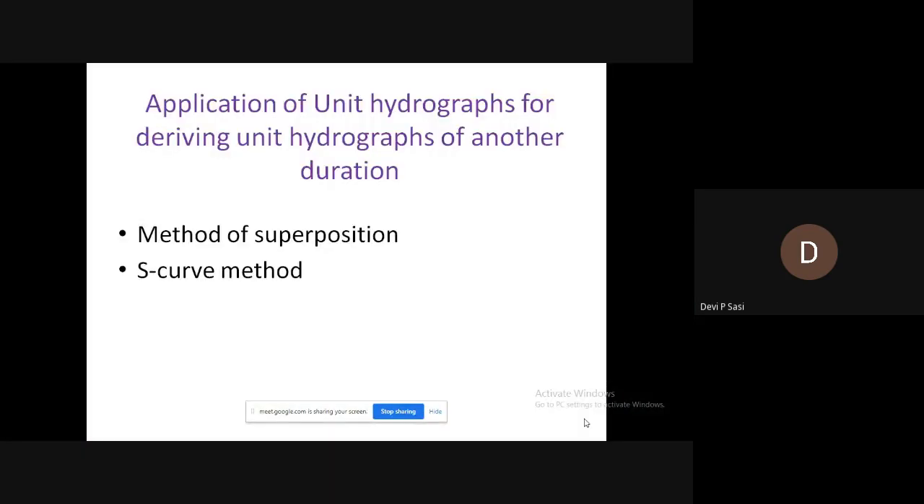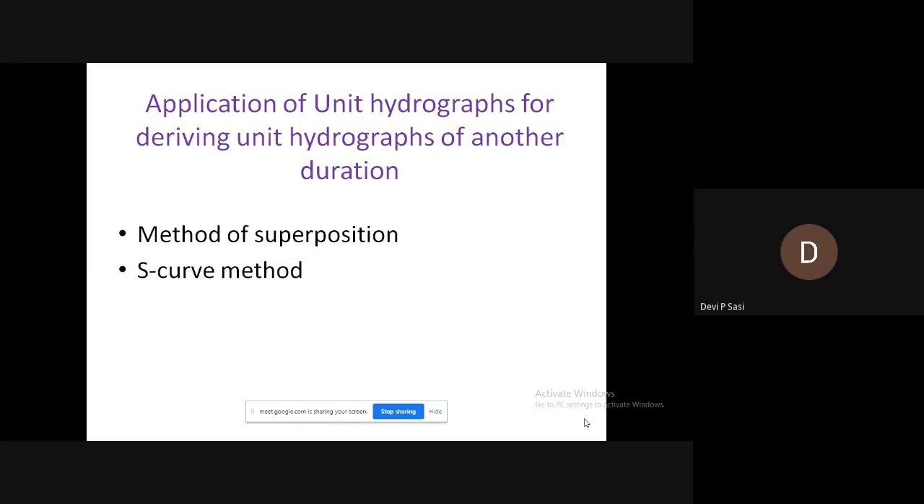Application of unit hydrograph for deriving unit hydrographs of another duration. In the last class, you learned about unit hydrographs. Now we can deal with the application of unit hydrographs. A unit hydrograph is used for deriving a unit hydrograph of another duration, and it can be done using two methods. One is the method of superposition and the next one is the S-curve method.